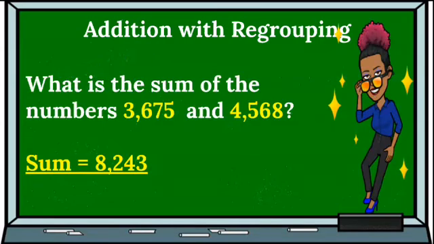So the sum of the addends 3675 and 4568 is 8243, and this is addition with regrouping.